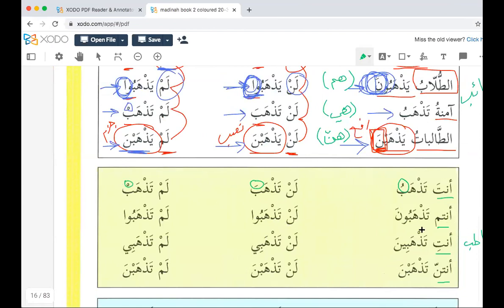Abu Maymoon, if you could read the second line for me, please. You give me the hard ones, huh? I was waiting for you to get the hard ones, so you can build your muscles. Antum tadhhabuna, lan tadhhabu, lam tadhhabu.